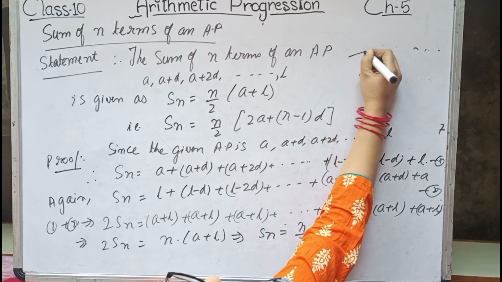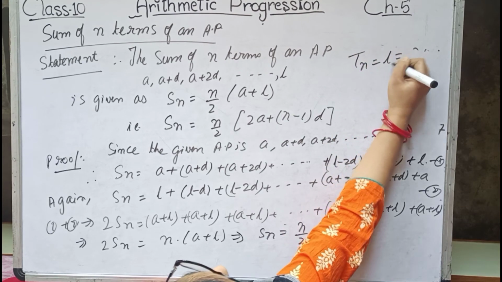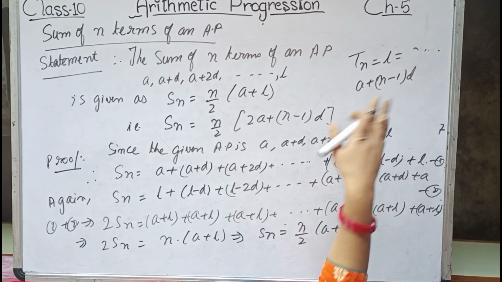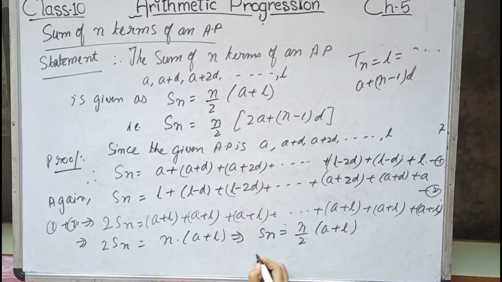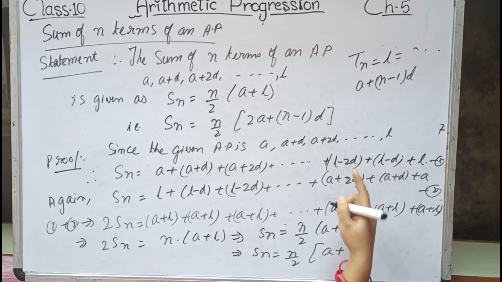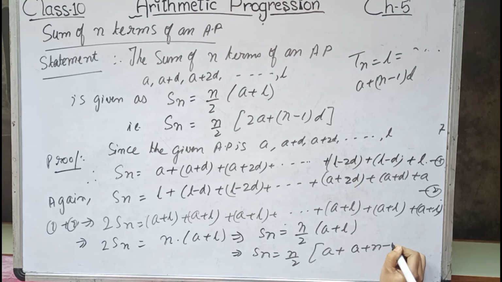Now L is the last term, that is the nth term, because number of terms is n, and nth term formula we are knowing as Tn equals L equals A plus n minus 1 into D, the first section of this chapter which we have done. So this implies Sn equals n by 2 A plus, now L formula is A plus n minus 1 into D. So over here A is twice A. So this I can write as n by 2 2A plus n minus 1 into D, and hence proved.